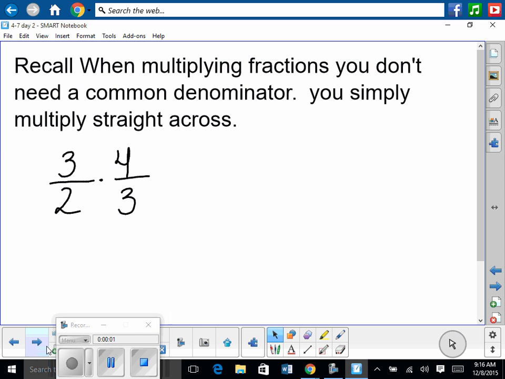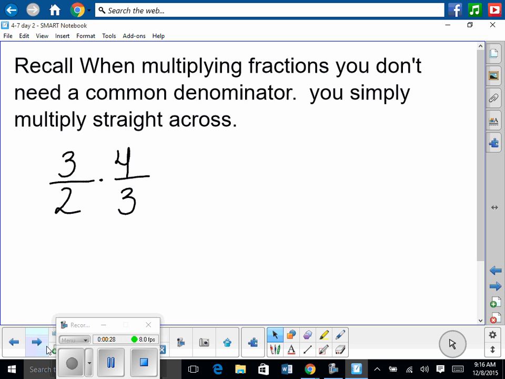Section 7, part 2. We're going to be multiplying and dividing rational expressions. Not super hard, actually quite easy, but we had to be really, really good at factoring to be able to do this. So we spent a few days on that. Remember that when adding and subtracting fractions, you have to get a common denominator. But when multiplying rationals or fractions, you do not have to get a common denominator. You simply multiply straight across.